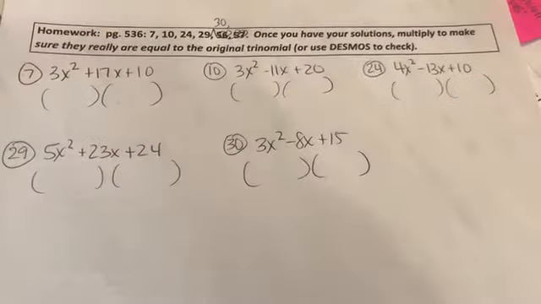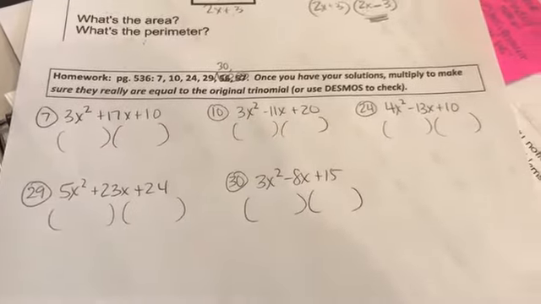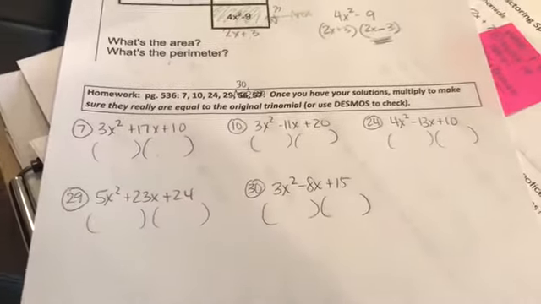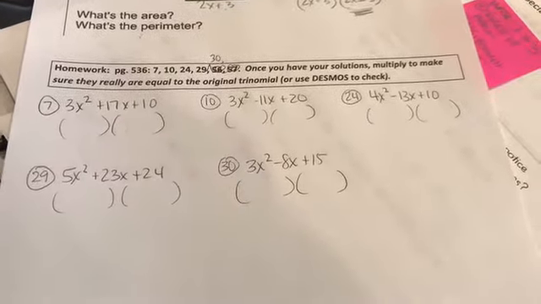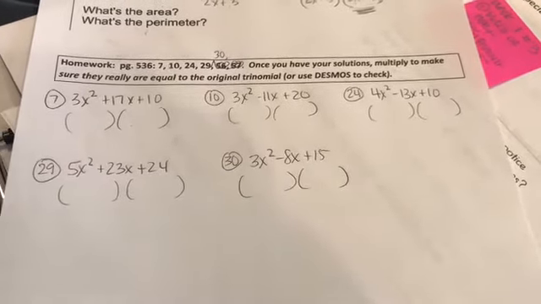Okay, we're almost done here. So I changed the homework a little bit. Instead, I crossed off 56 and 57 and added number 30. So there's the problems. If you don't have a book, write those down. But I wanted to teach you something about how you can use Desmos to check your answers.